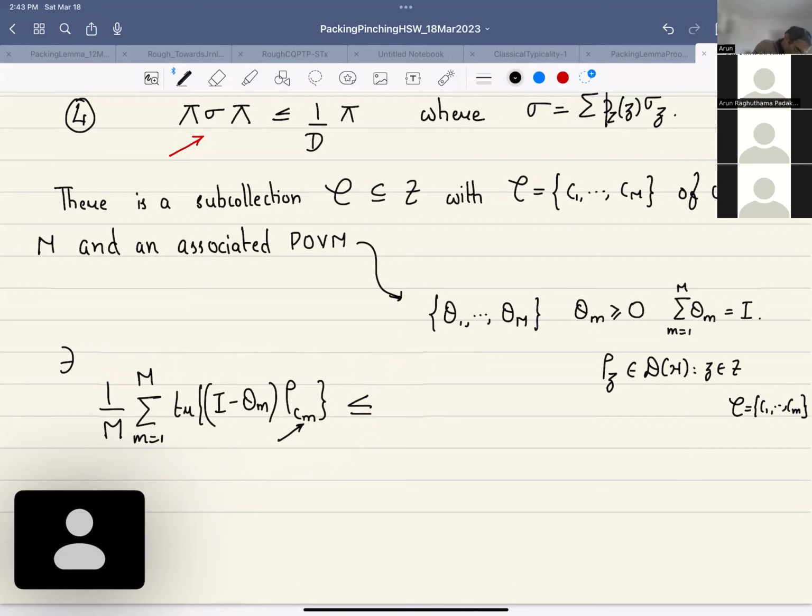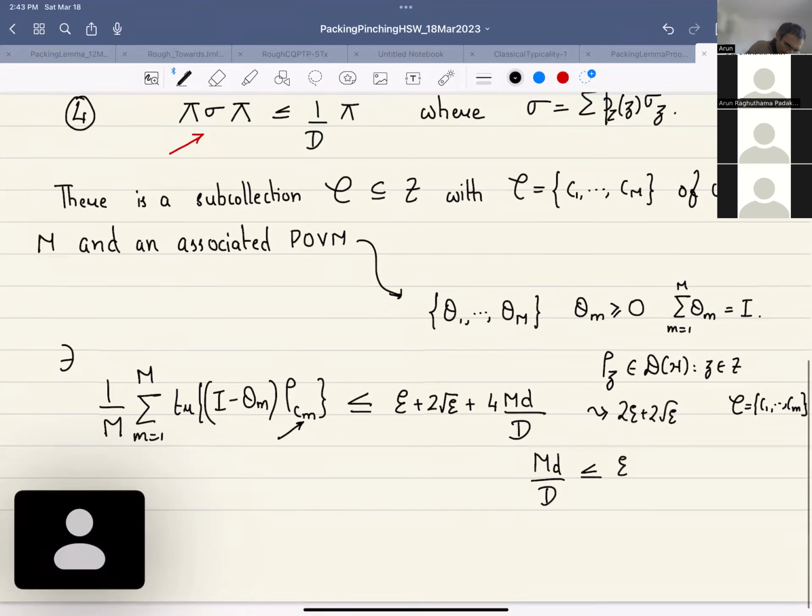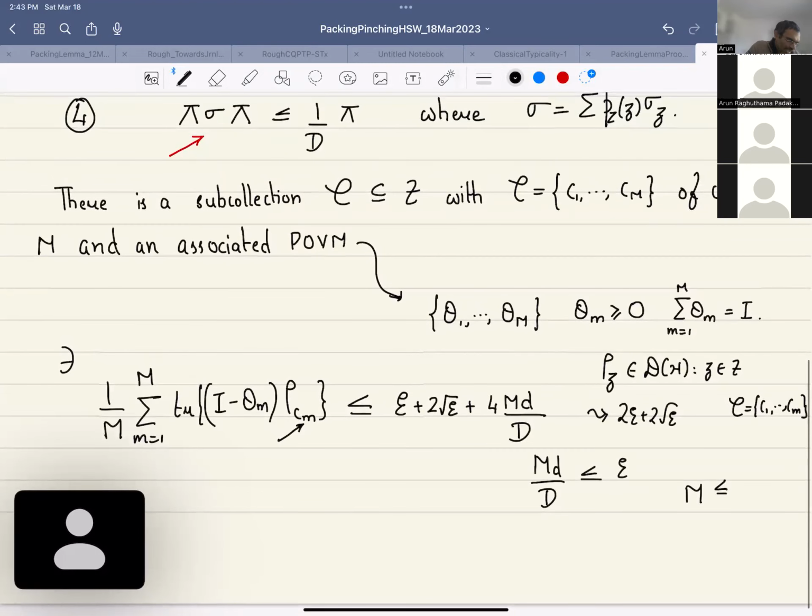We are looking at epsilon plus 2 root epsilon plus 4 M D by capital D. This is what we are getting. In other words, if M D by D is very small, let's say epsilon, then we'll end up getting this to be 2 epsilon plus 2 root epsilon. So that means the size of that set cannot be too large. That's what this theorem is saying. And if the size is not too large, then I will throw out a collection for you.